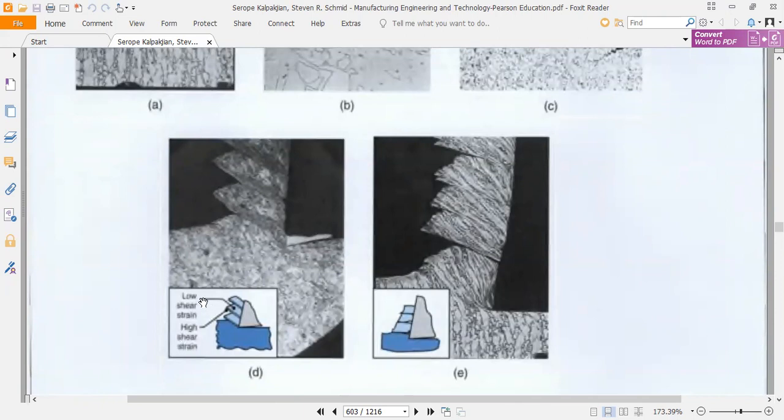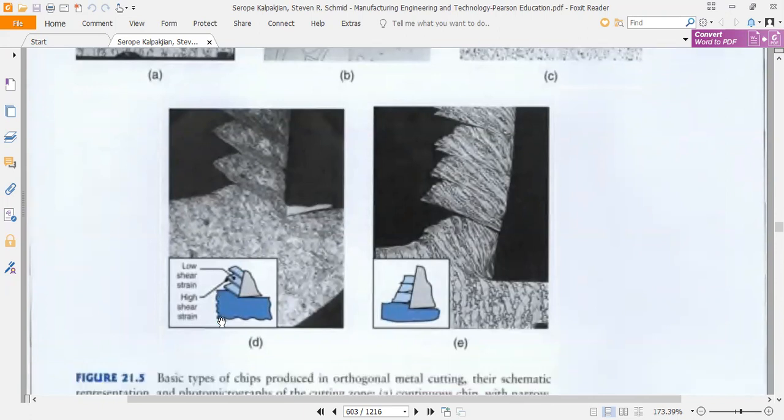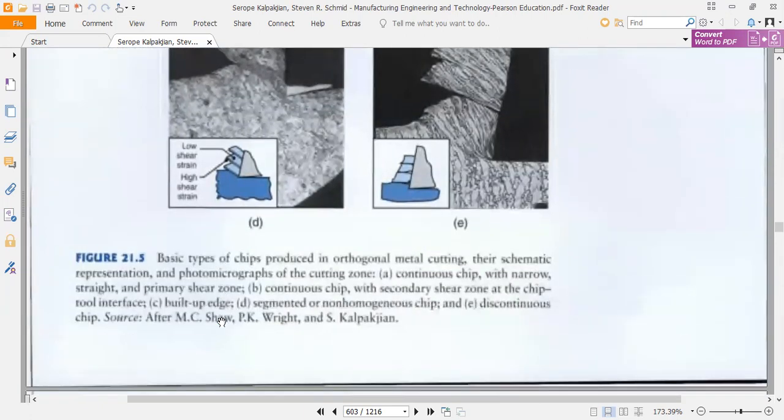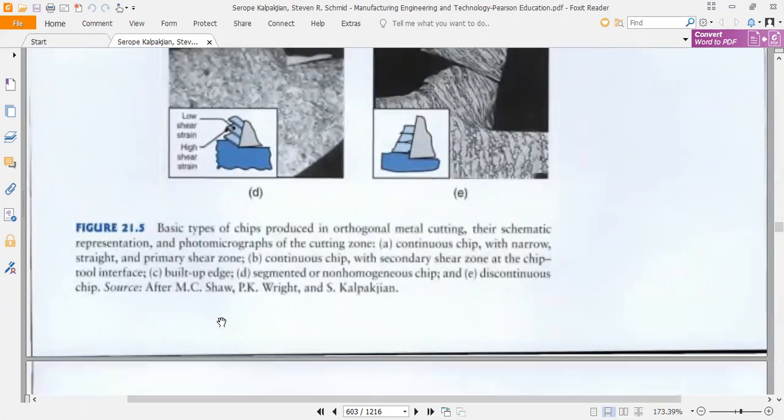One of them is a low shear strain zone that occurs in the middle of the chip, whereas there is a high shear strain zone. This is the zone at which the metal separates from the other chip. Discontinuous chips are small chips, and these are actually formed when ductile material is machined at low to medium speeds.